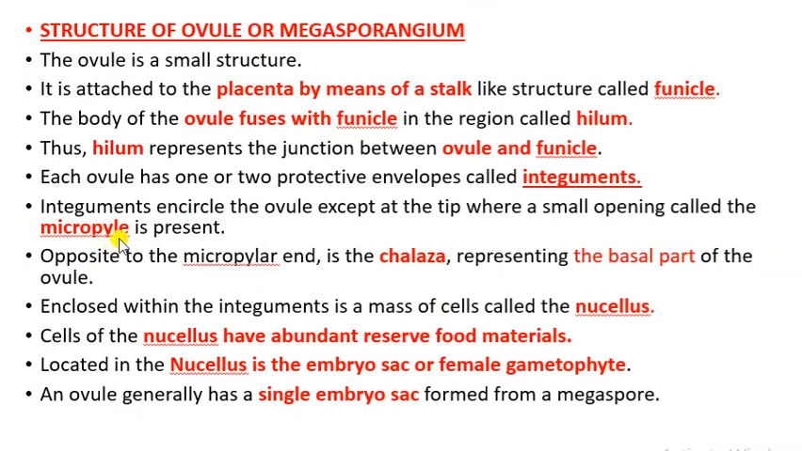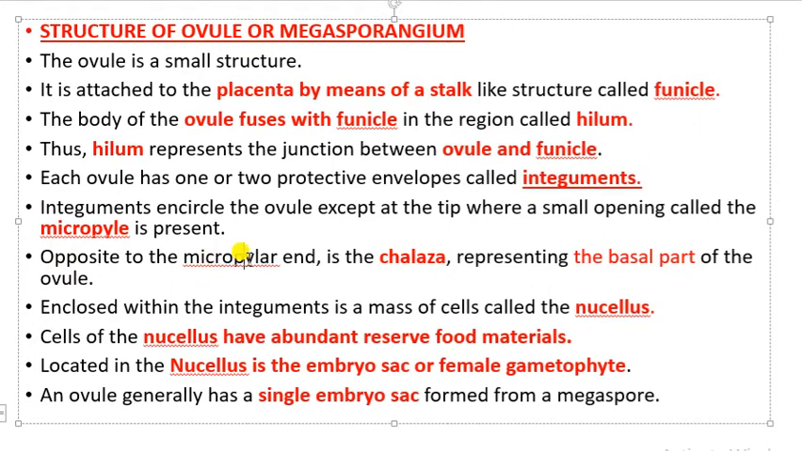The area where the micropyle is present is known as the micropylar pole, or the micropylar end, and opposite to the micropylar end there is the chalaza. So that part is known as the chalazal end. So in the anatropous ovule, the micropylar end and the chalazal end will be opposite to each other. Basically the chalazal end represents the basal part of the ovule.